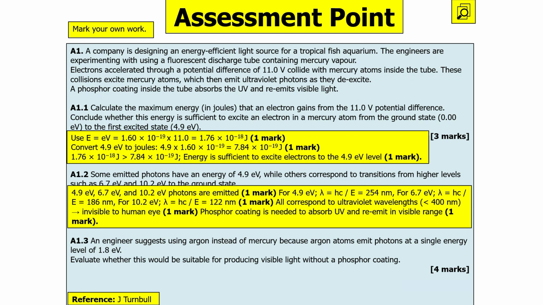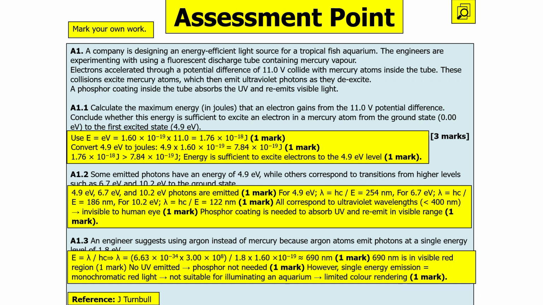Next, we know that the 4.9 eV, 6.7 eV and 10.2 eV photons are emitted. We can work out the wavelengths for each one: 254 nanometers, 186 nanometers and 122 nanometers. All correspond to roughly UV wavelengths, which are invisible to the human eye. So a phosphor coating would be needed to absorb this UV and re-emit it in the visible range.